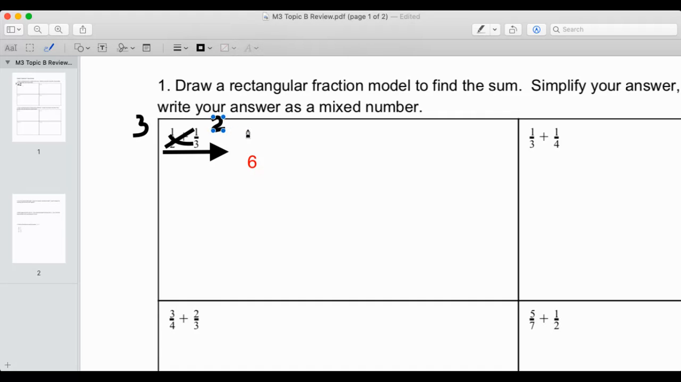So we're adding 3 plus 2 now in this scenario. So 3 plus 2 is 5. That's my new numerator. So I know now that my fraction is 5/6.